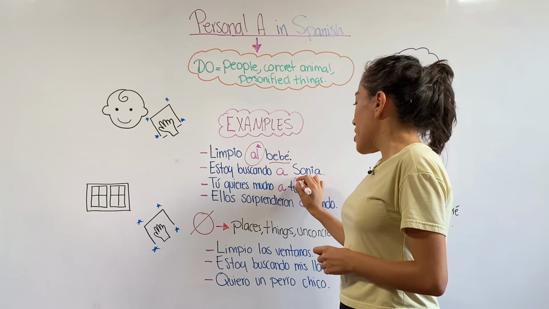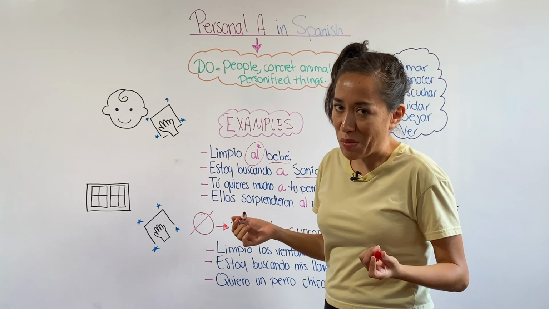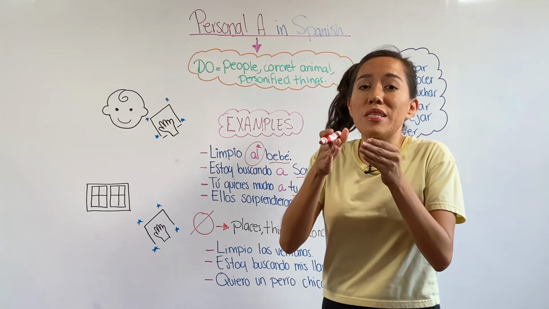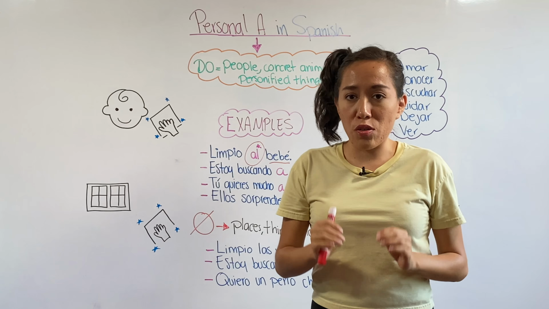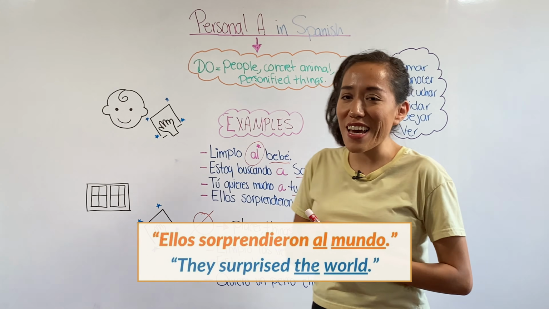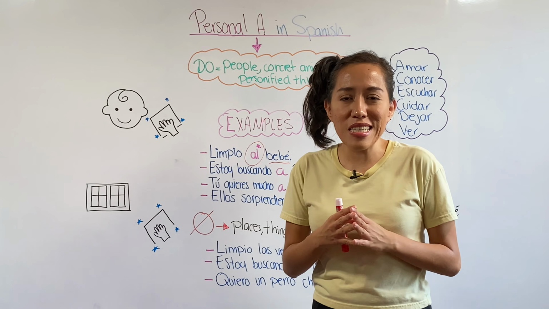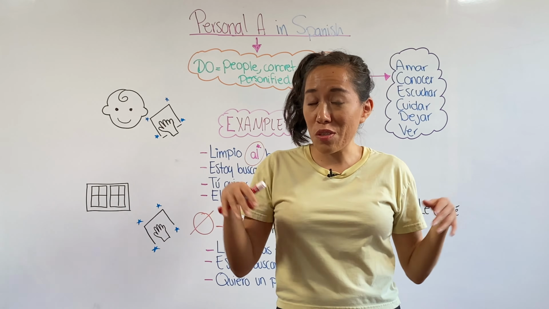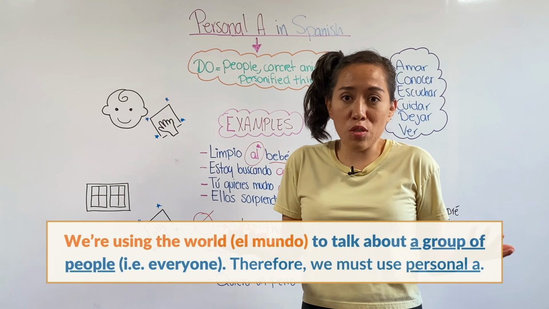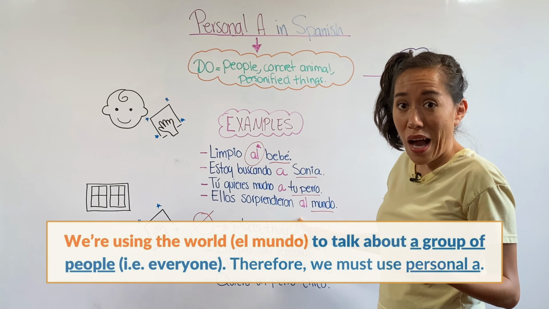If you see the elements that we place after a, we have a baby, that's a person. We have Sonia, another person. A specific animal, tu perro, that's very specific. So check the last example. Mundo, ellos sorprendieron al mundo. They surprised the world. In this case, we're not talking about mundo, the world, as the thing, but as a group of people, okay? Because we're talking about a group of people, we need to use personal a.